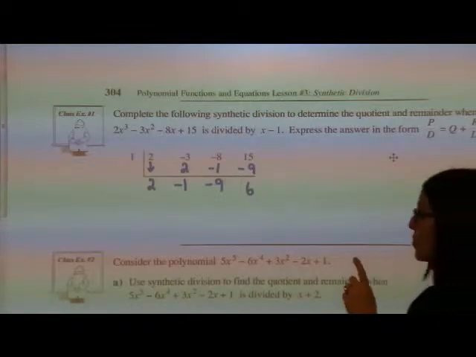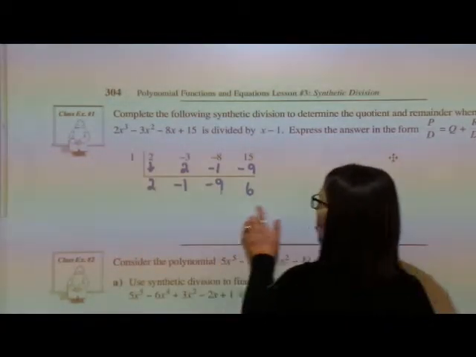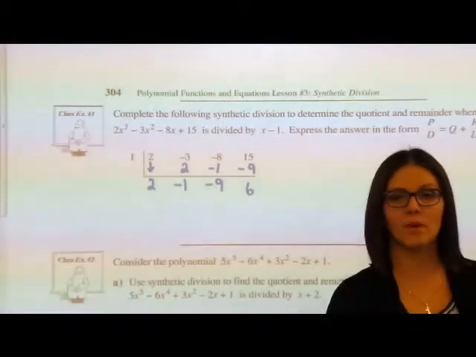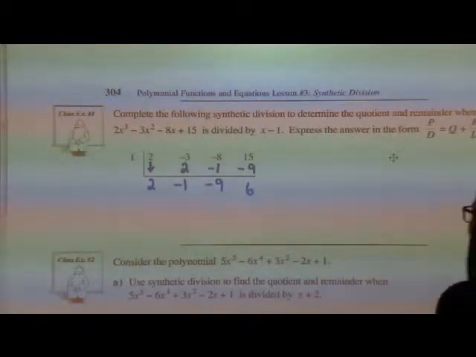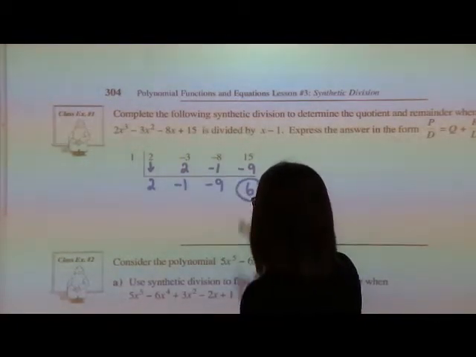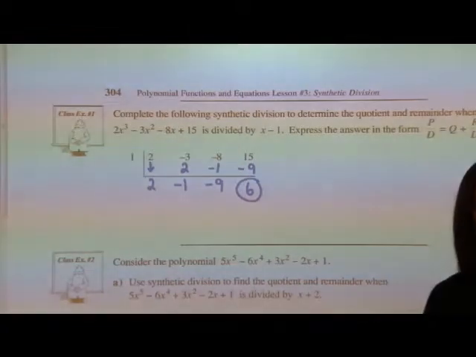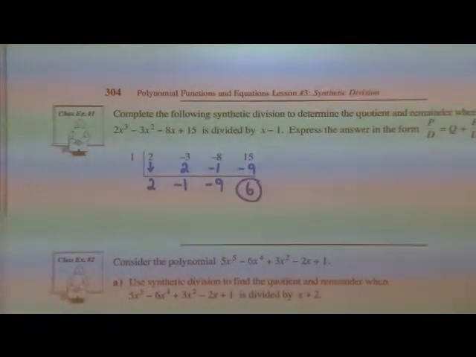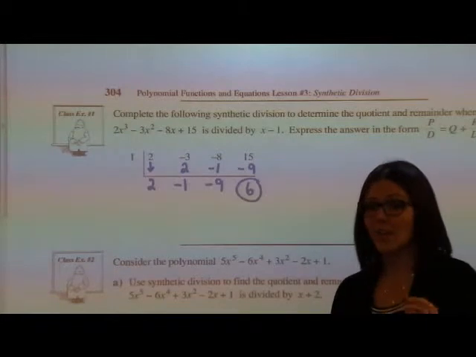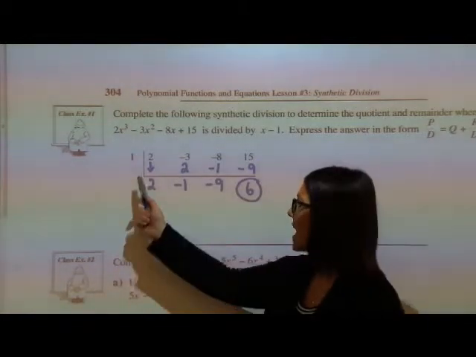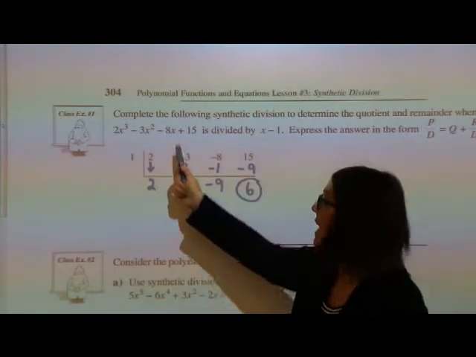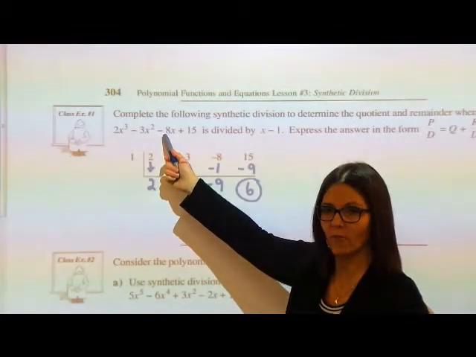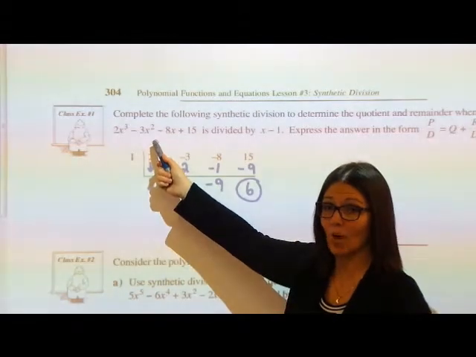Now, if you remember from the previous question, this bottom row gave me my quotient and it gave me my remainder. So which one of those 4 is the remainder? The 6. So we circle it. Circle it, that reminds me it's the remainder. The other thing that we talked about yesterday is that the degree of my quotient can't be more than the degree that I started off with. And most of the time it's usually 1 less.